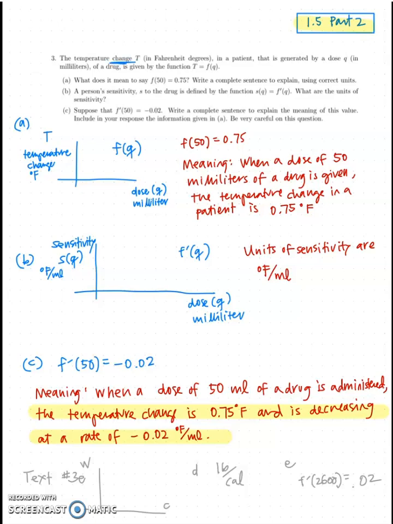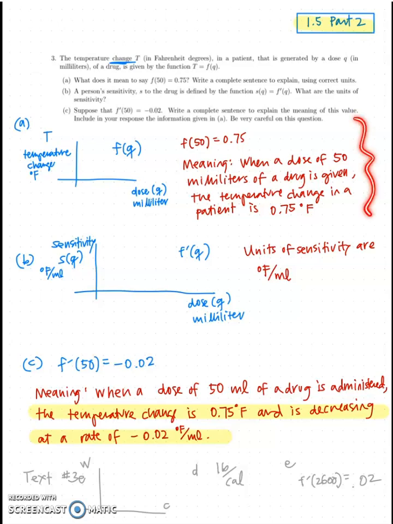I always like to draw axes so I can understand the setting of the problem. I know my input variable is Q. That's the dose in milliliters of a drug that's given to the patient. And the output is not temperature, but temperature change. So when you give a drug to a patient, how is this changing their temperature? For example, when you give 50 milliliters, their temperature will rise by 0.75 degrees Fahrenheit.